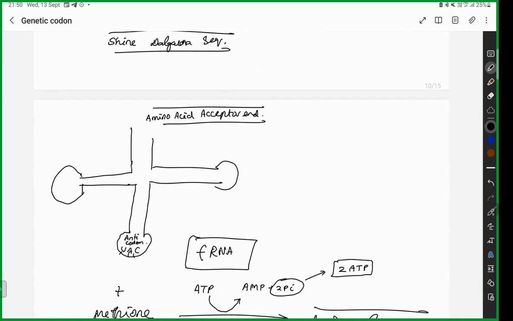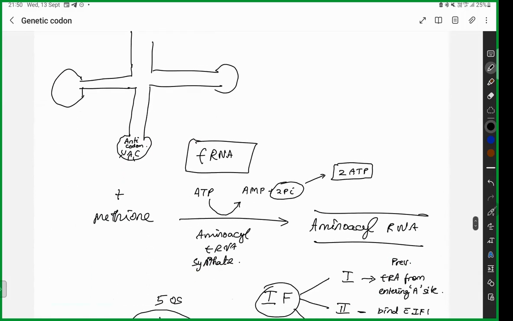So the three structures we are going to learn today. You have this amino acid accepted tRNA. We call it amino acyl tRNA. Now, once you have amino acyl tRNA, remember in eukaryotes it is going to be methionine loaded tRNA. That is the first formed amino acid by your translation.